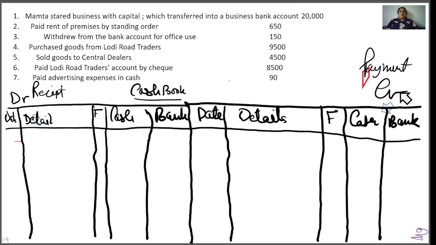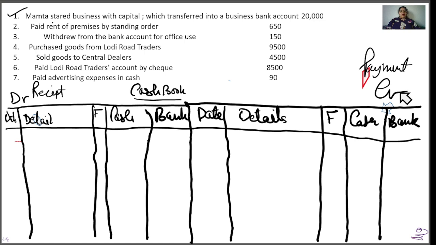Now read the transaction, understand its meaning, and then decide whether it's a receipt or a payment. So just figure out quickly in the exam what you have to do. For a receipt, write R in front of the transaction. For a payment, write P in front of the transaction, so that you can do it quickly.